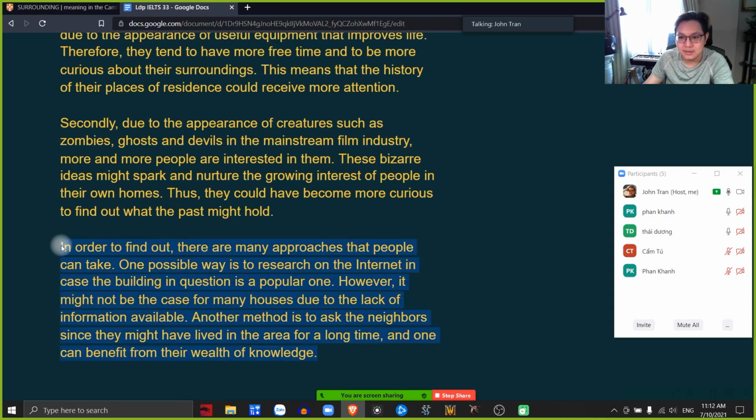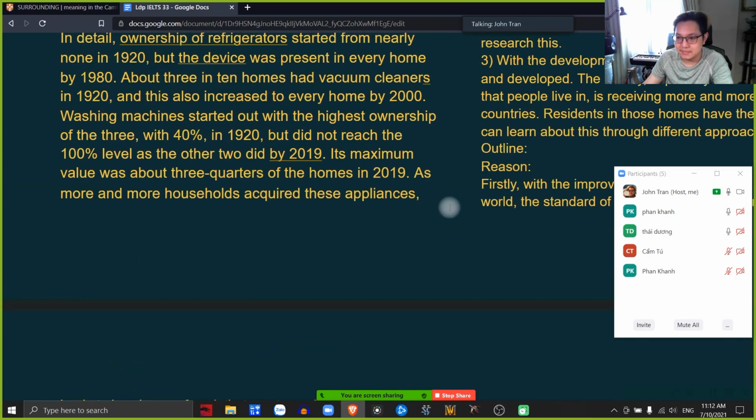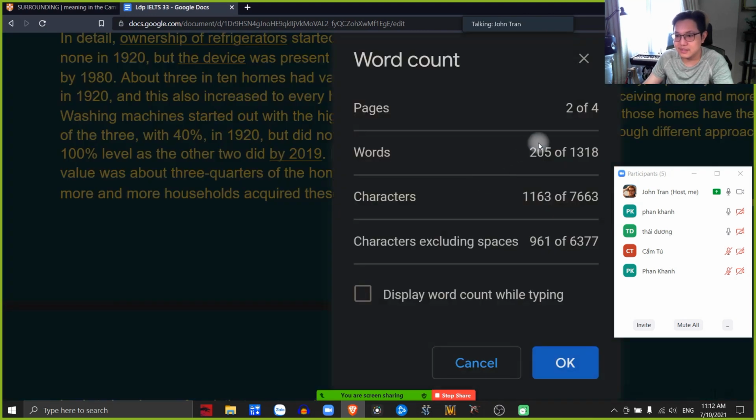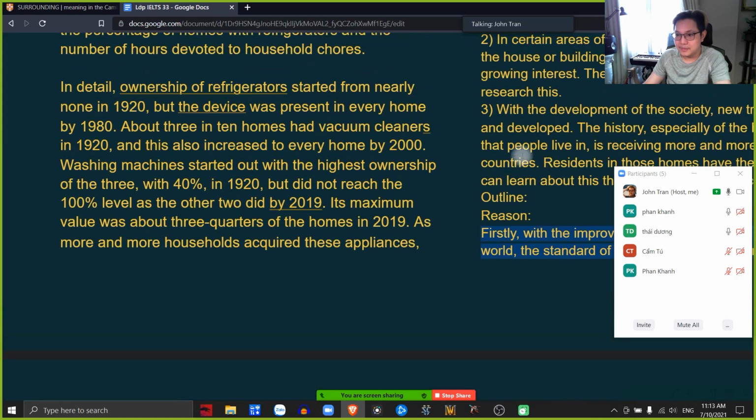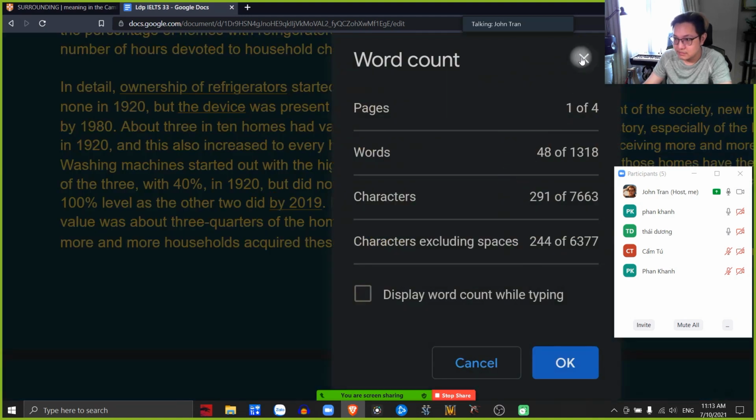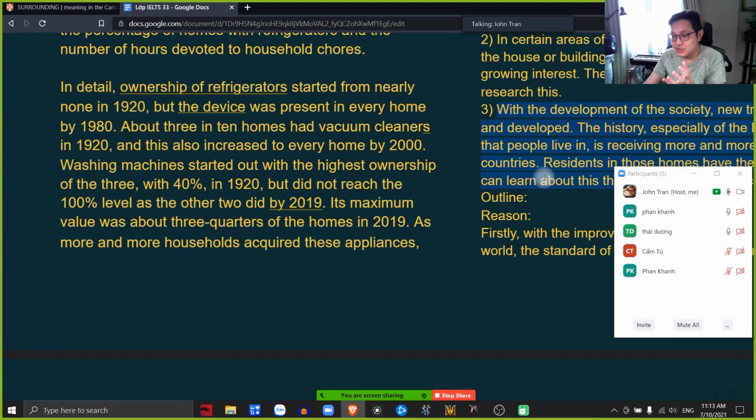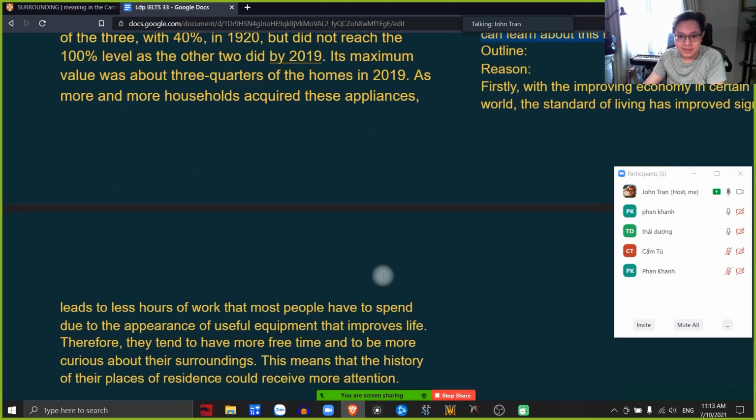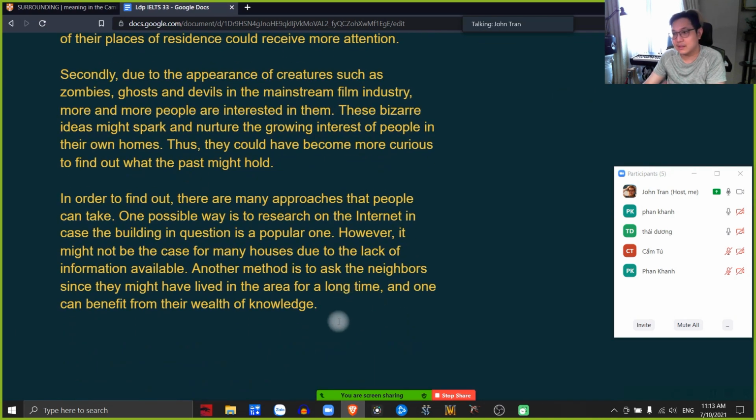Okay, how much is this one? 77 already. I'm counting because I don't want my essay to be too long. You see, 205 already. And plus, if I take this one as the opening, see how much? 48. See, it's already 250 already. Lấy một cái này mở bài và nguyên cái đống này nó đã 250 rồi, còn cộng cái kết bài nữa là sao? Thì chắc chắn được 270, 280 đó rồi.